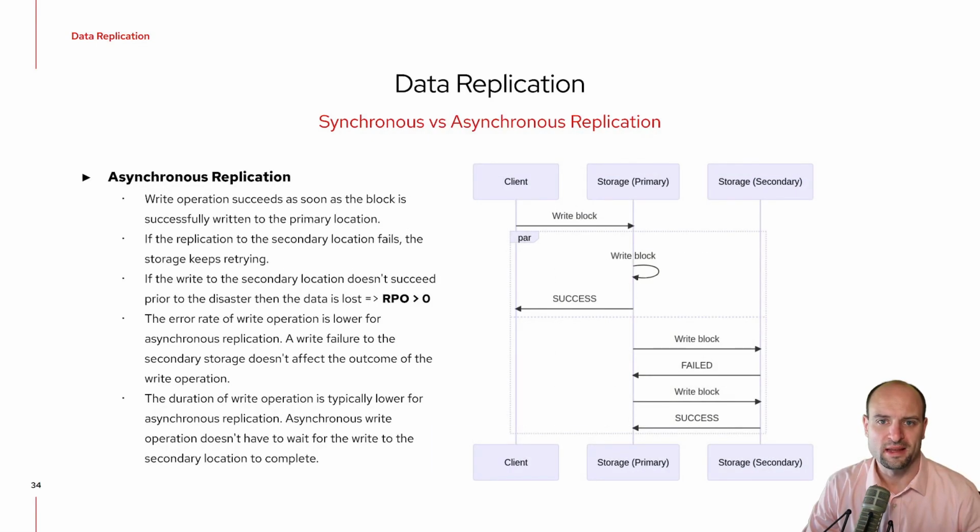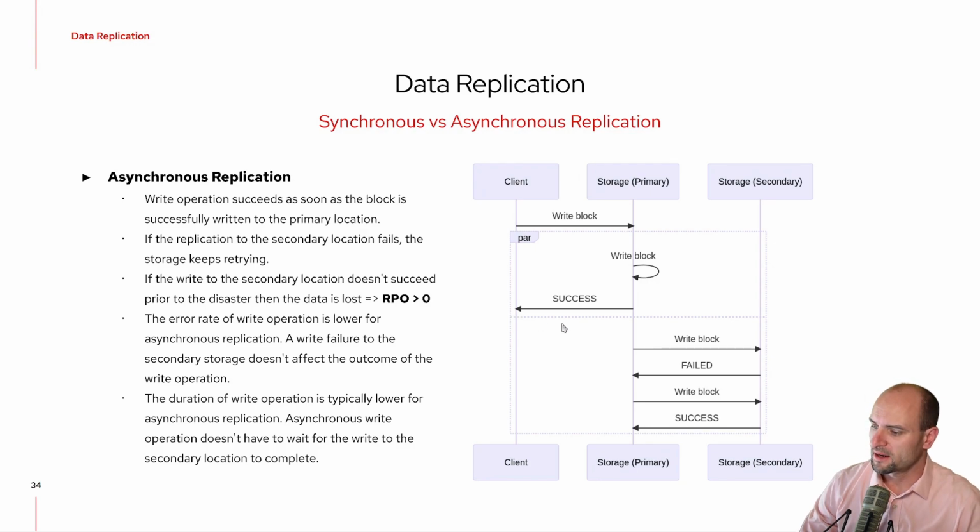Let's now take a look at the asynchronous replication. This diagram depicts the sequence of actions that take place during the asynchronous replication. The client sends a block of data to the storage in the primary region. This storage will write the block of data to the underlying media, and at the same time, it will try to replicate the data to the storage in the secondary region. As soon as the data is persisted in the primary region, the whole write operation returns success to the client. At this point, the write operation to the secondary region may have not completed yet.